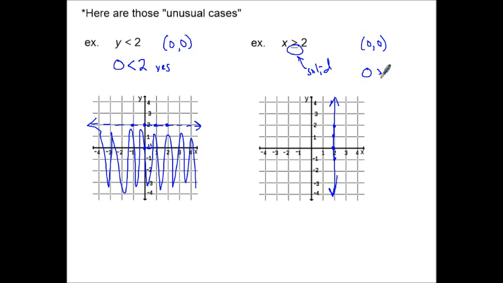I have my symbol, and then I have my 2, and just like the last one, I just didn't have the other letter to plug in, so I didn't bother. Is 0 greater than or equal to 2? Well, no. It's not greater than or equal to 2, so in this case the origin is a little bit sad. What that means is I don't shade over here on the left, and what I end up doing is shading over on the right side instead. So that's basically what those two unusual cases will look like.